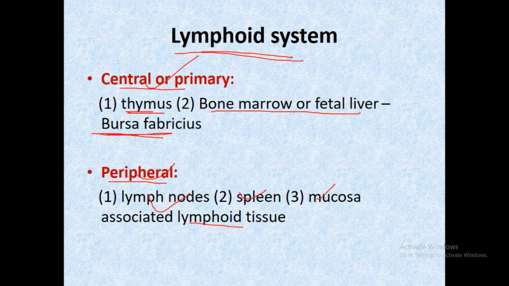So this lymphoid system is divided into two parts, central or primary and peripheral. The central part includes the thymus, bone marrow or fetal liver, and bursa fabricius, and the peripheral part includes the lymph nodes, spleen, and mucosa associated lymphoid tissue.